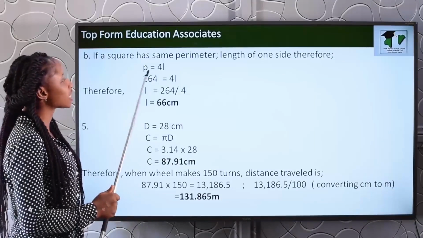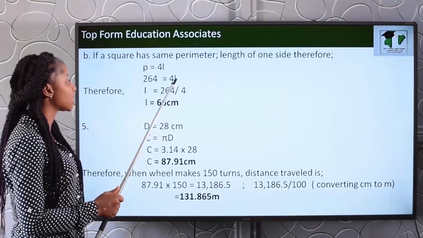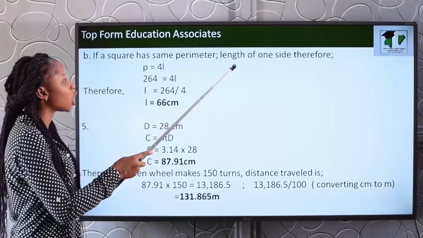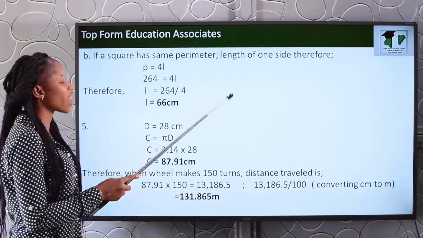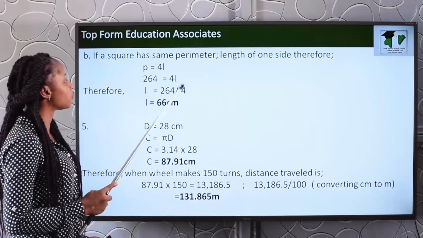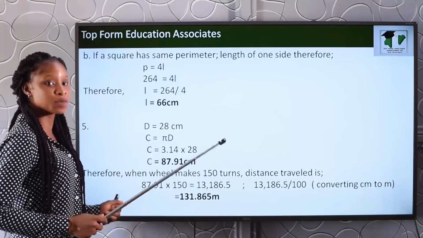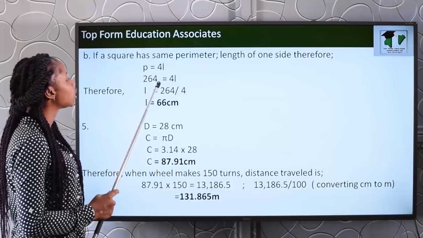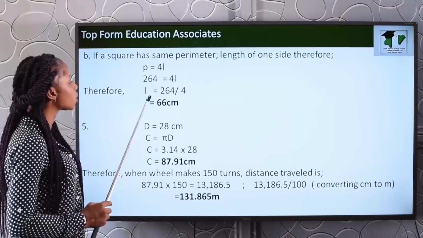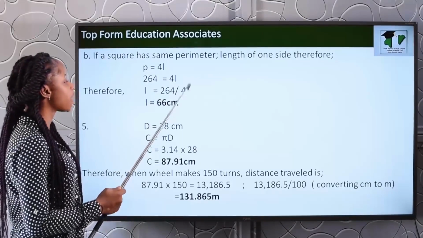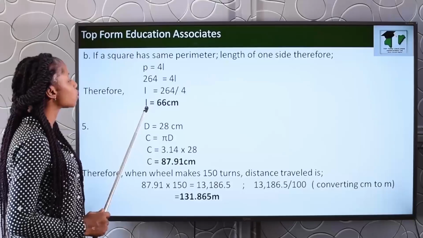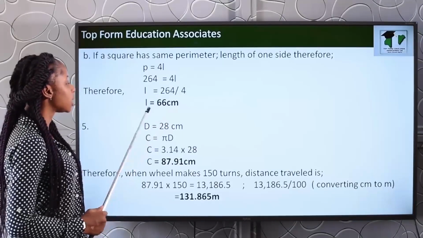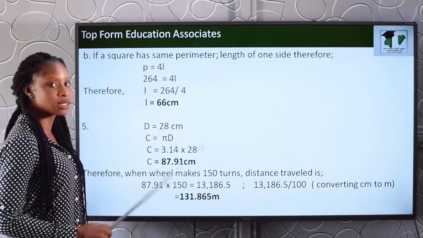Okay, so if a square has the same perimeter as what we just calculated, 264 centimeters, we have to look for the length of one side of the square. Remember, we said that a square has 4 equal sides. And the formula for the perimeter of a square is P equals 4L. So very simply, we put our perimeter here and equate it to 4L. So L is equal to 264 divided by 4. And when we do the division, the length of one side is 66 centimeters.